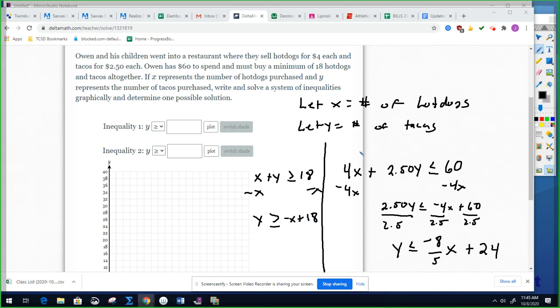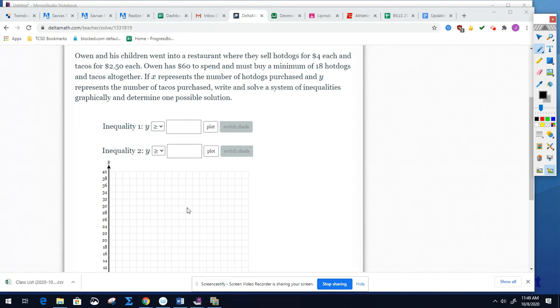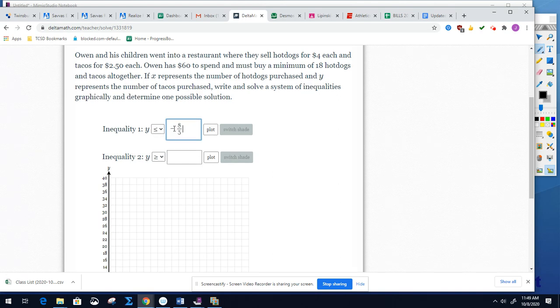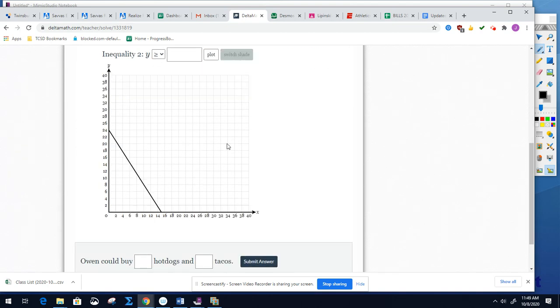Okay, again, pay attention to your symbols here. I'm writing this down on a piece of paper, so I'm going to graph both of these to show you how the solution is and how to do this. I've got my two equations. My first equation was y is less than or equal to, so I have to change this symbol. Then I'm going to put in negative 8 over 5 x plus 24. Once I click plot, it graphs it for you, so you don't have to worry about that.